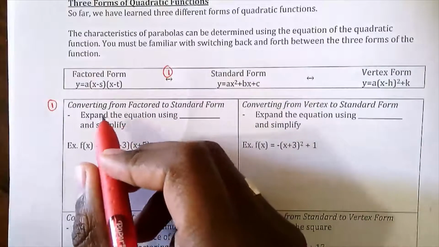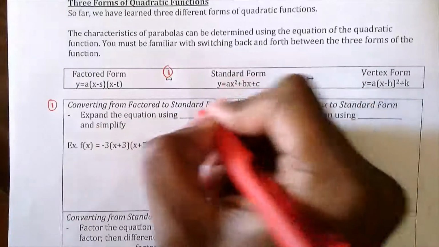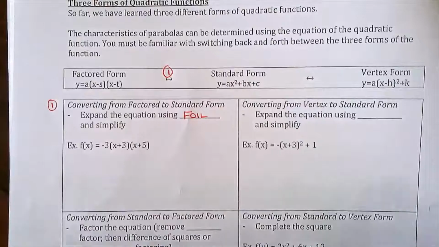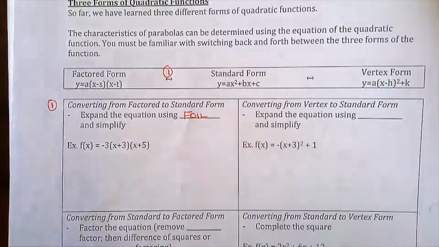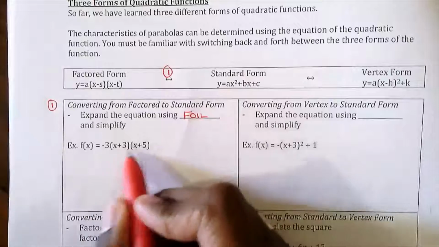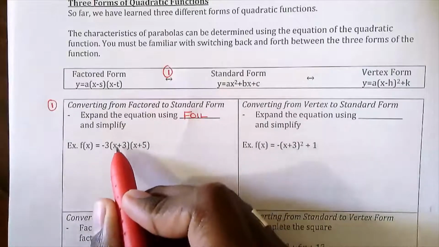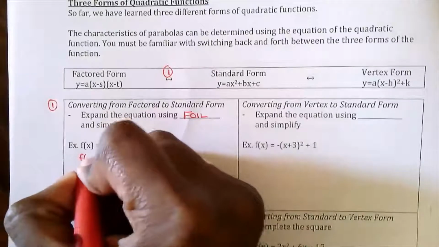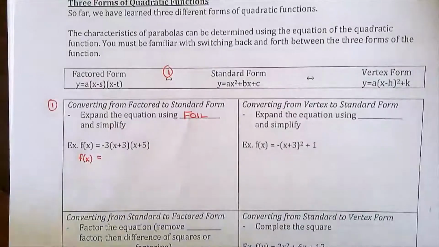Essentially what you're going to do is expand the equation using FOIL and simplify. In other words, it's a regular multiplication polynomial problem. Essentially, you have a number being multiplied by these factors. So essentially what you want to do is do FOIL. So here, don't forget to copy down the f(x). Remember, we're not affecting that in any way, so you just copy it down.